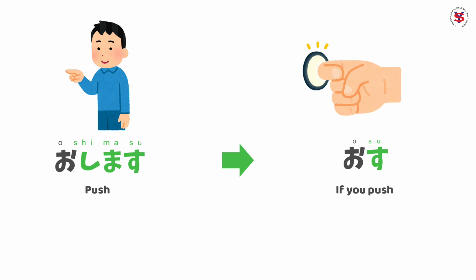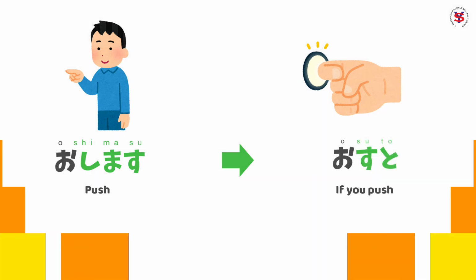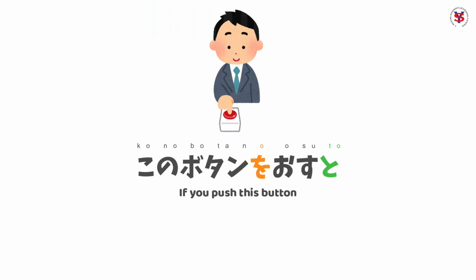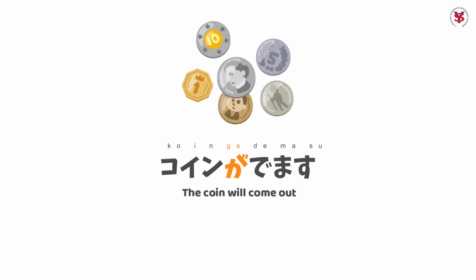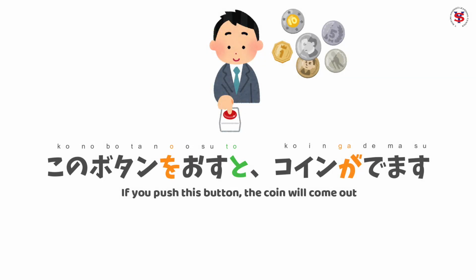Para maging conditional ito, idudugtong na natin ang to. So, ang conditional sentence natin ay kono botan o osu to. Next, ay ang automatic result natin, which is coin ga demasu. So, ang complete sentence natin ay kono botan o osu to coin ga demasu. Right? Madali lang siya. As with all of our lessons, right?